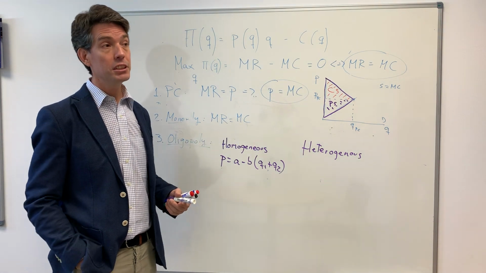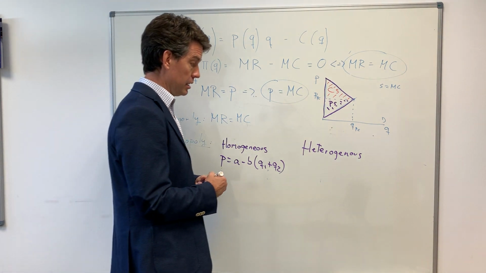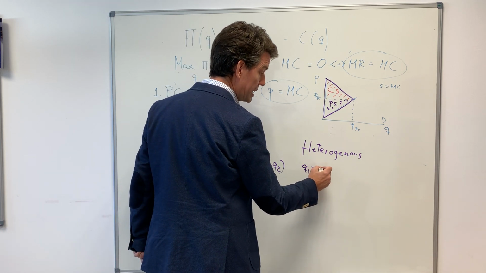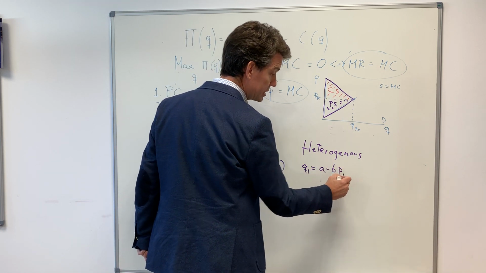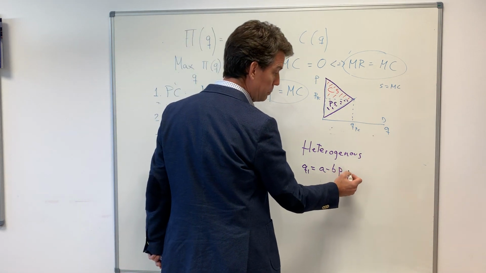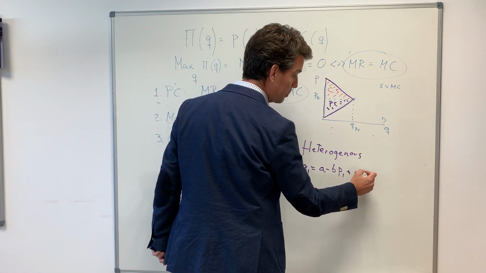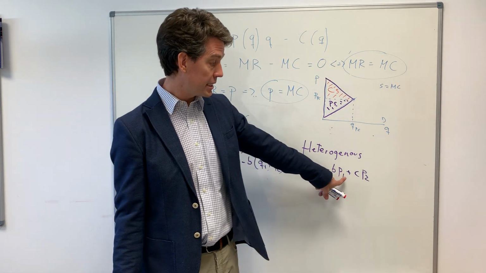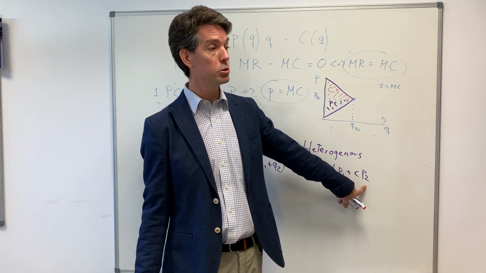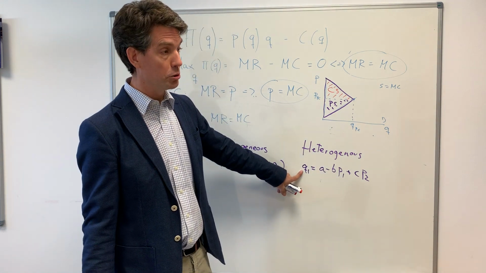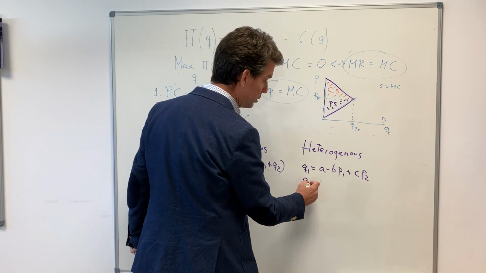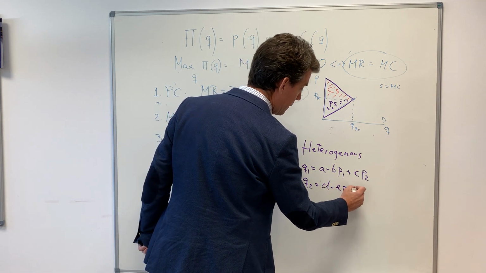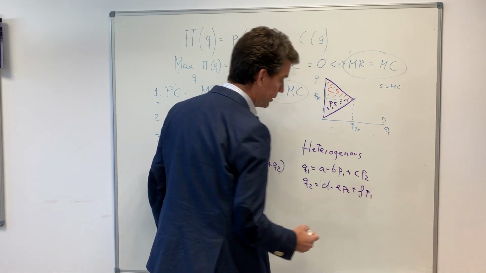If the product is heterogeneous, it means that the quantity of good one may depend on the price of good one, but also, importantly, may also depend on the price of good two. And in particular, if they are substitutes, this sign will be positive. If the price of good two is higher, I will sell more units. So there will be two different demands, D minus E P2 plus F P1, right?